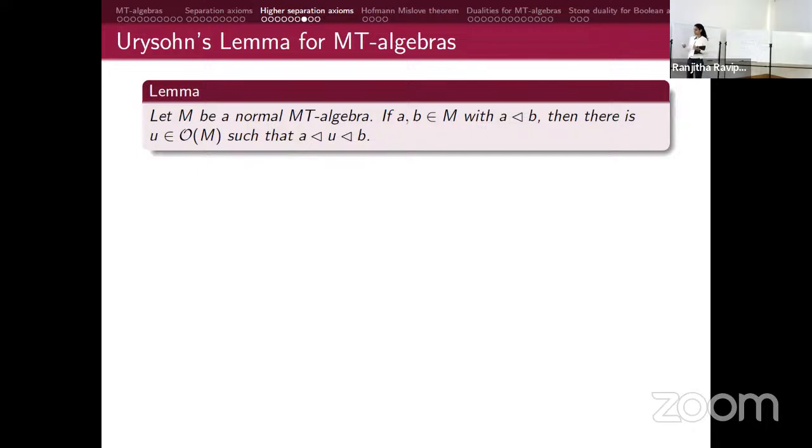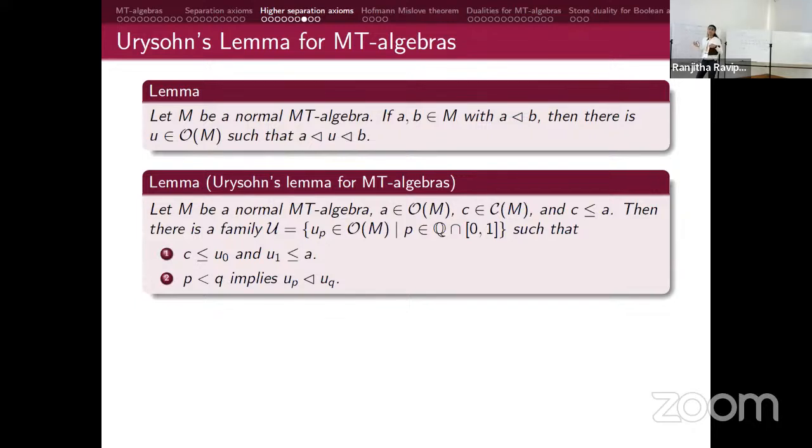So using this, we can actually prove the Urysohn lemma for the empty algebra version. Suppose you have an empty algebra and A is open and C is closed, such that C is below A. Then there exists a family of opens such that C is below U0 and U1 is below A, and P is less than Q implies UP triangle UQ.